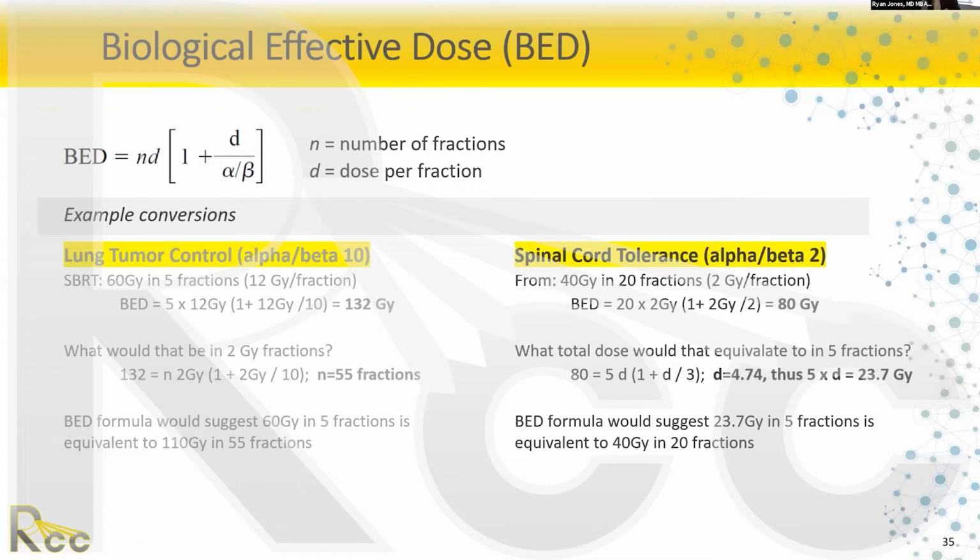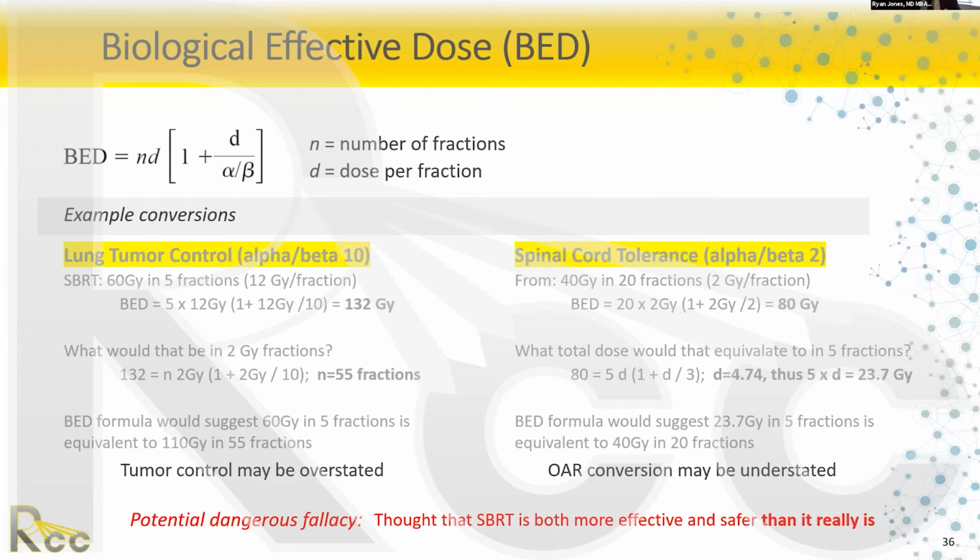So it suggests that while we know in fractionation 40 and 20 is very safe, that, oh yes, 23 and 5 should be very safe, when in reality, that's about the max dose that we allow for a small volumetric area of about a half a cc, because we know it's not safe to radiate a large volume to that in 5 fractions. And so in that way, we advise caution with some of these conversions by the linear quadratic model, because tumor control, the potency, may be overstated, and OAR conversion, so the safety, may be understated. It's this dangerous potential fallacy that it is both more effective and safer than it really is.